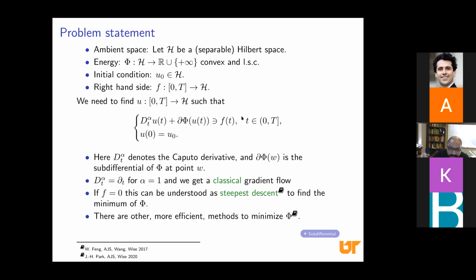Of course, it's one we all know very well: with f being 0, this can be understood as the steepest descent method to minimize your energy phi. And of course, steepest descent is very classical, but not the most efficient method to minimize a function. So there are some others, and we have done some work on that. But the point is that I want to look at this type of differential inclusions, in which this is a Caputo derivative, and all the problems that I mentioned before can be cast in this framework.